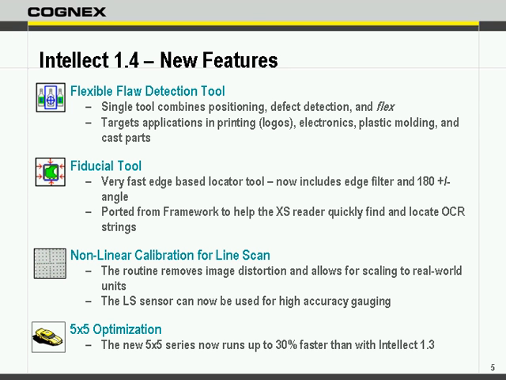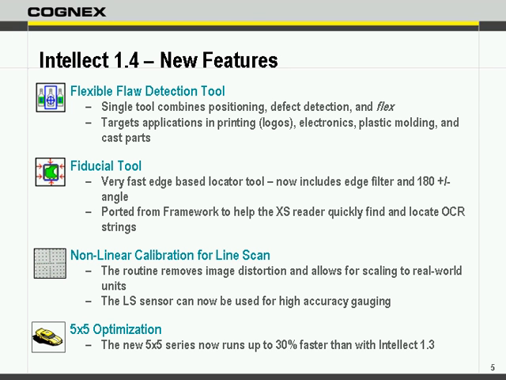The first major addition to Intellect 1.4 is the flexible flaw detection tool. It does pretty much what it says. It is a flaw detection tool that is flexible. And by flexible, we mean the model that you learn for flaw detection is actually flexible. This means that previously, when you did flaw detection, you had to learn an area-based model. And using an image subtraction algorithm, you could find defects. Well, now that model can be flexed.